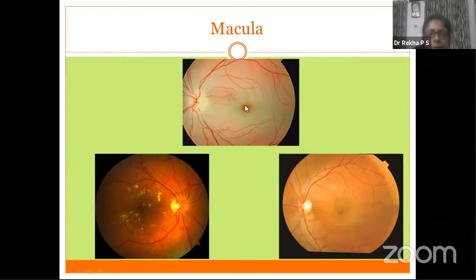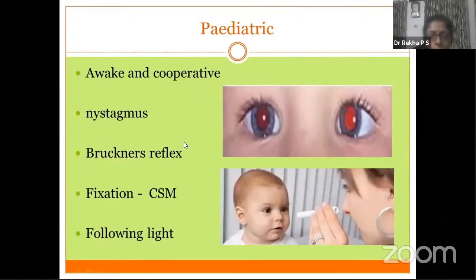And just a word about pediatric examination. Make sure the child is awake and cooperative. Look for any nystagmus or gross abnormalities like microcornea, microphthalmos. You can look at the Bruckner's reflex. We use a direct ophthalmoscope to look for the red glow, the red reflex. And the eye which is deviated shows a brighter reflex. So we can detect any mild deviation.